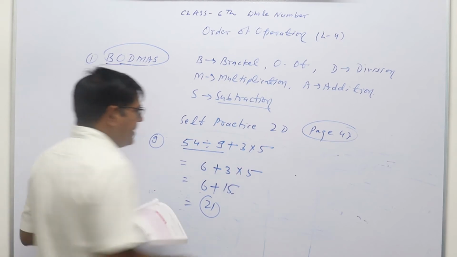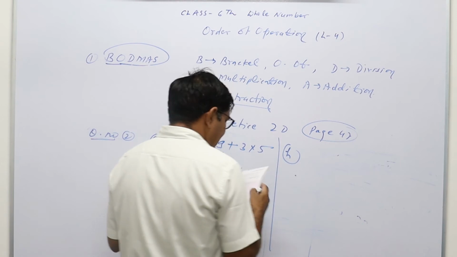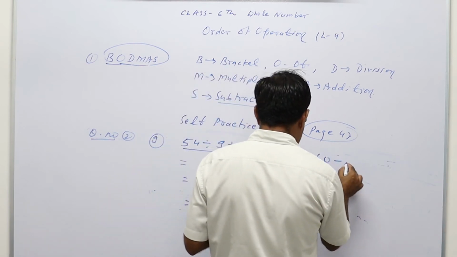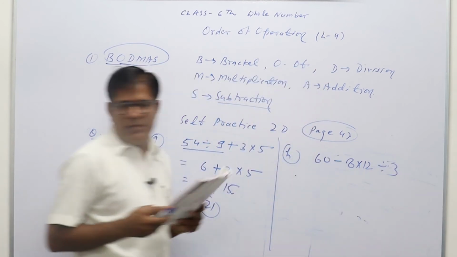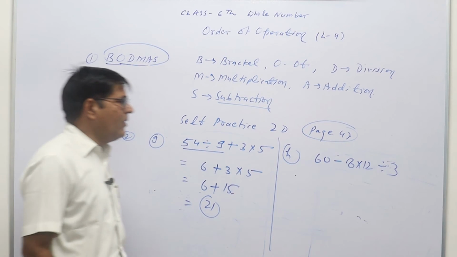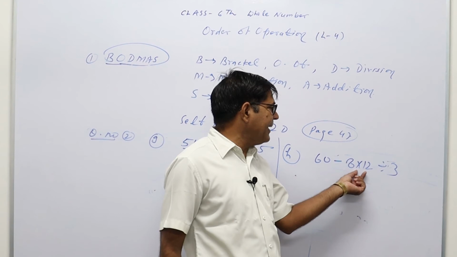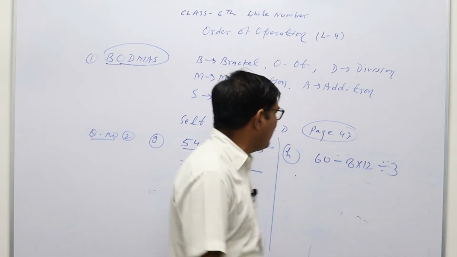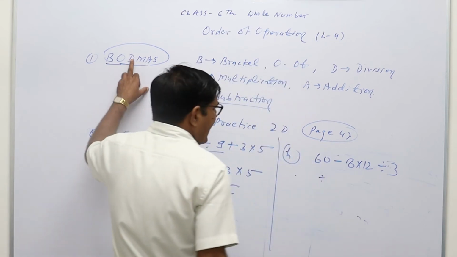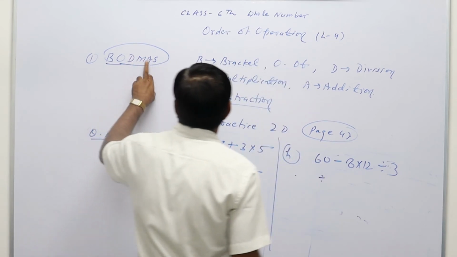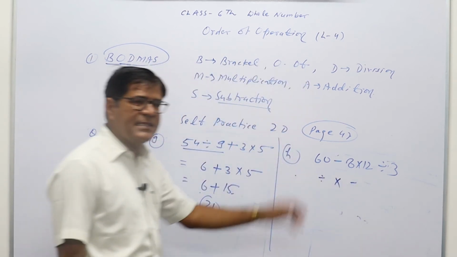The next is H, 60 minus 8 multiply by 12 divided by 3. How will we solve this expression? See on the whiteboard. First is subtraction, then multiplication, and then division. Three operations are there. So first we will do divide, then we will do multiplication, and then we will do subtraction. This will be the order of solving this expression.